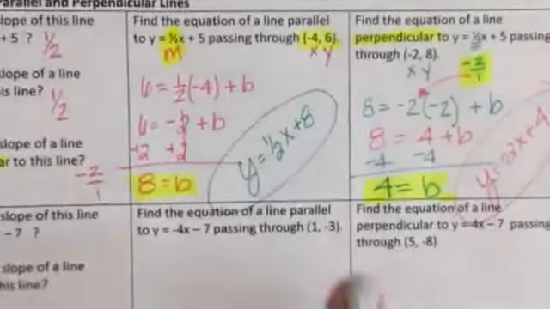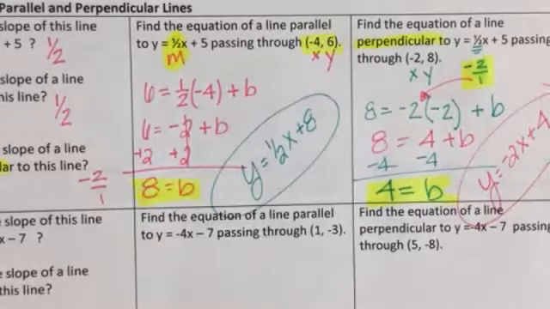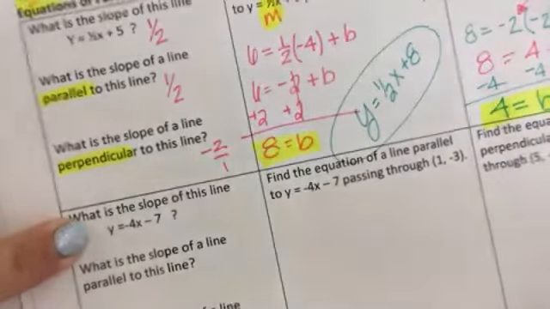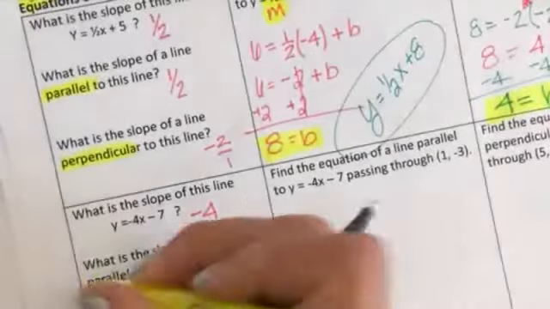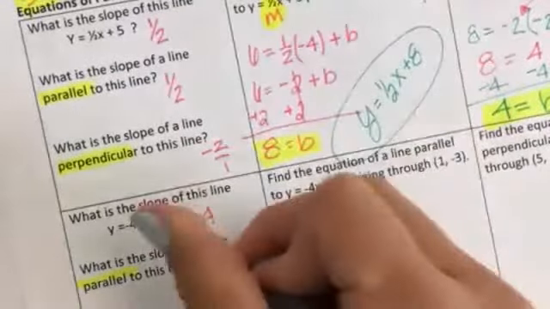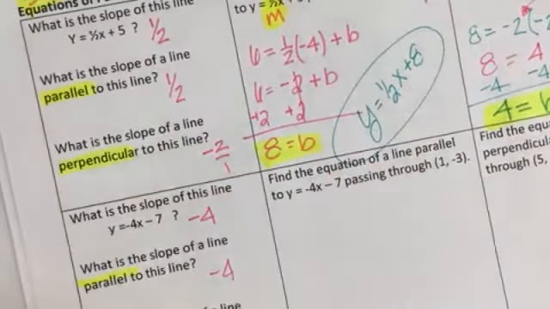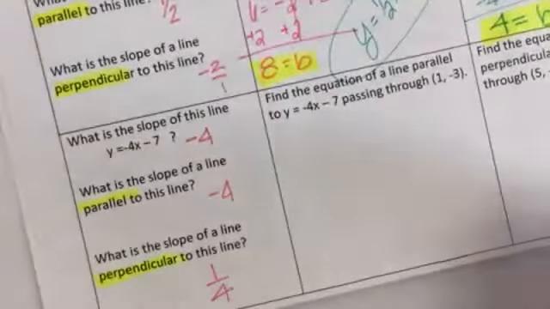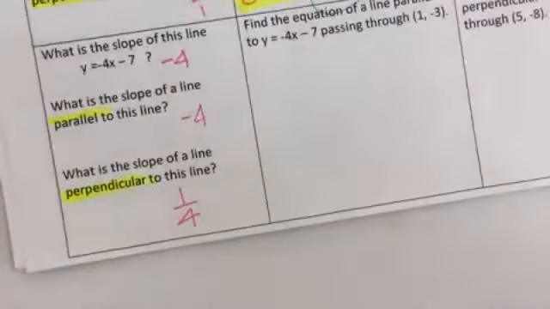So I'm not going to do the next one, but we are going to look at the slopes just for practice. What is the slope of this line right here? y equals -4x minus 7. -4. Yep, and what's parallel to this line? -4. Yep, same slope as -4. What about perpendicular? 1/4, so it's flipped and it's positive. So there's 2 steps. Okay.